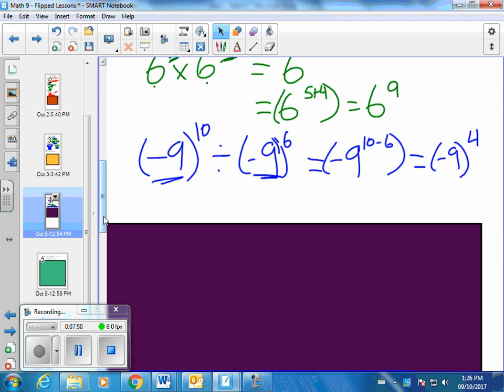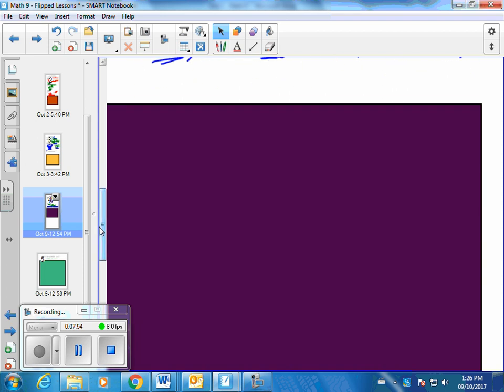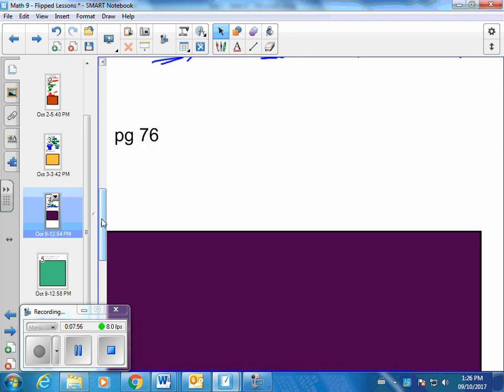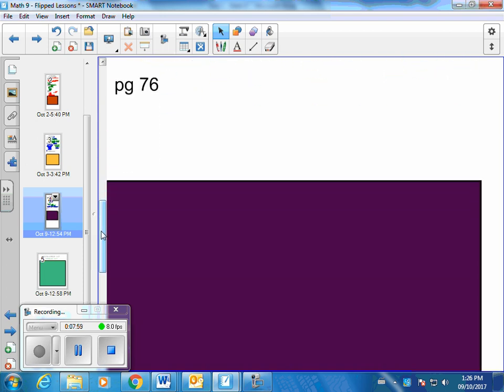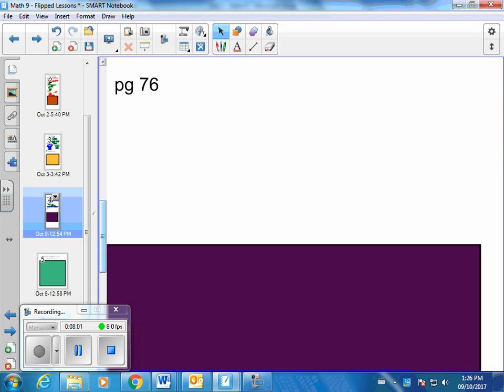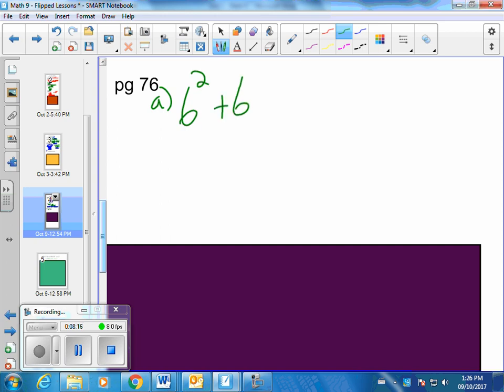On the next page, page 76, they show us how we can use our exponent laws once we're starting to mix them with other equations. So essentially we're retouching on how we use it within the order of operations. On page 76A, right at the top, they have 6 squared plus 6 cubed times 6 squared.